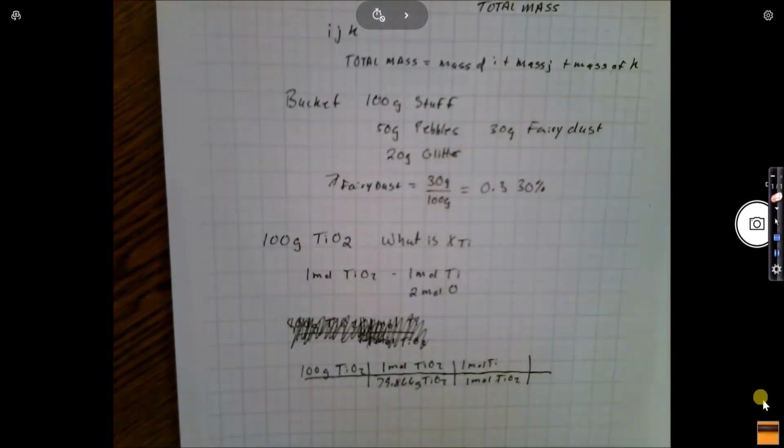Perdóname. Made a little mistake there. Hit my camera. And again, my camera's not the best.